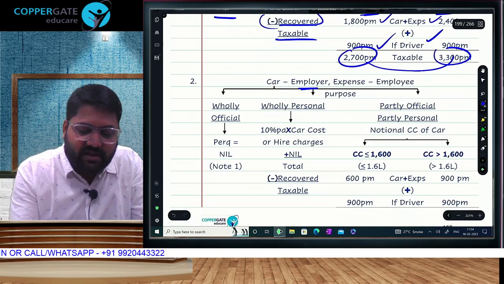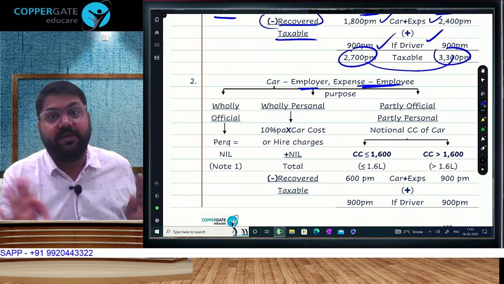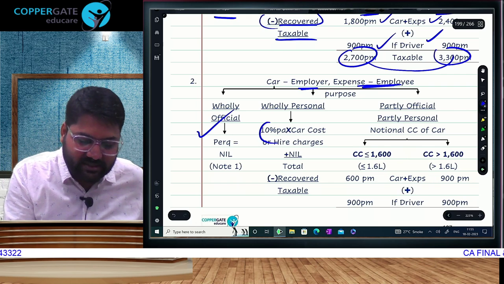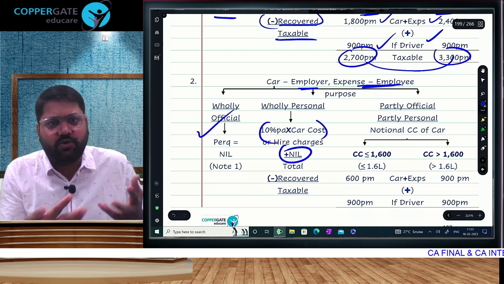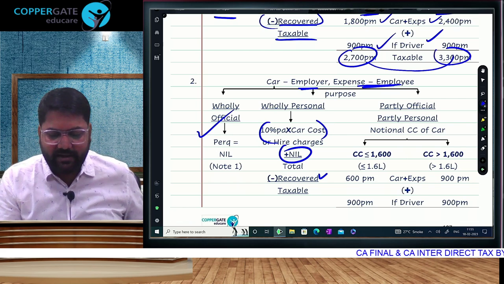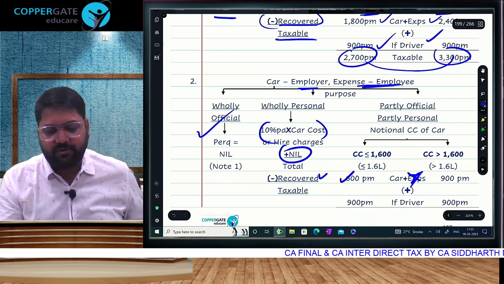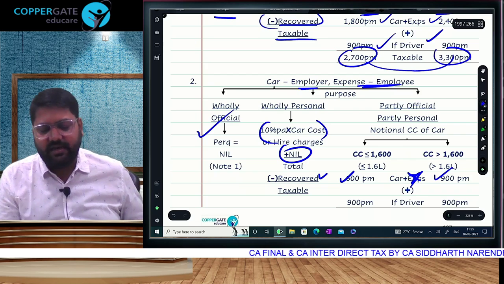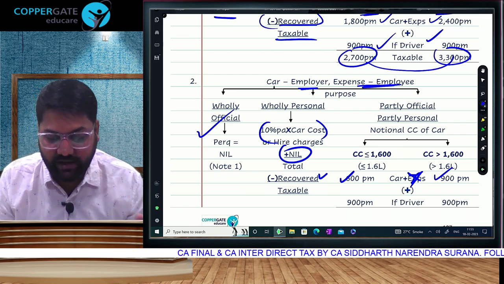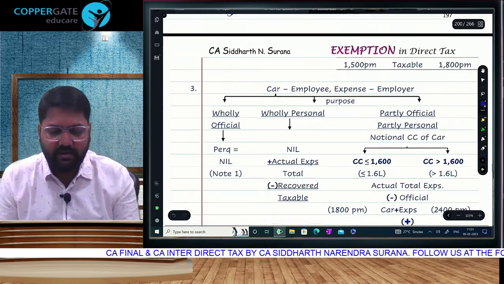Next, if boss is giving car, only car, because this time expense you are incurring, that means he is not providing any perquisite for expense, only car will be taken. Again, official mein toh zero hi rahega, but for car we will take the same amount. Expenses have gone away, that's the only change. Expenses have gone away minus the amount that is going to be recovered. And partly official, partly personal mein car hai, expenses toh gone. So car amount will reduce from 1800 2400 to 600 and 900. And if with car driver is given, nothing else like fuel etcetera is given, only driver is given, then driver cost is going to remain the same 900 and 900.